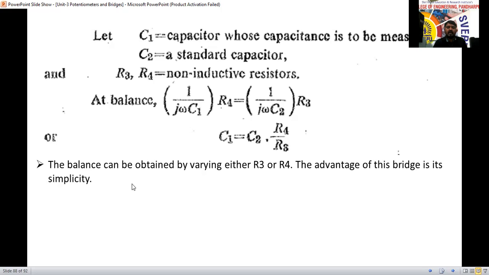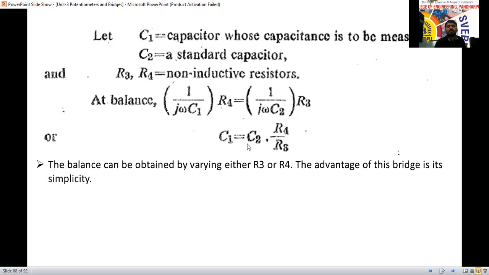The balance can be obtained by varying either R3 or R4. By varying these two values, the bridge can be balanced. The advantage of this bridge is its simplicity, and the disadvantage is that some dielectric loss will be there in the capacitance, which is harmful. It will not bring the bridge easily into balance condition.